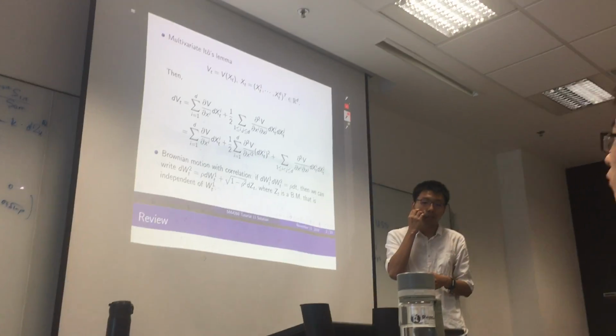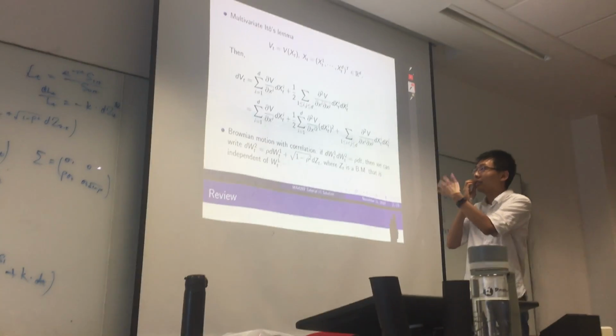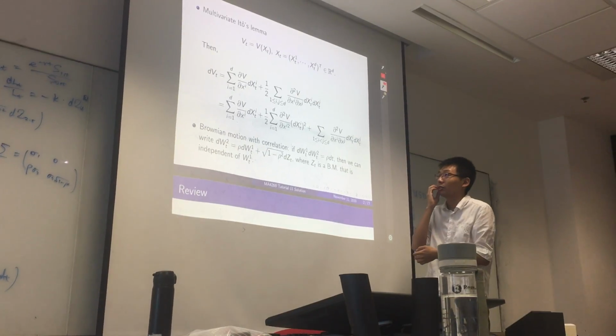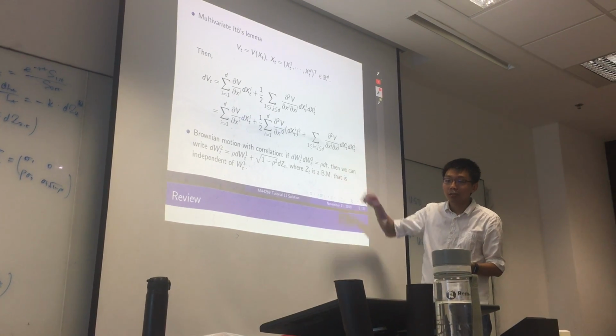It becomes multivariate. It's a multivariate version of Ito's lemma. I believe you know that already, so I just write it here to remind you that there might be some cross variation term. Okay, so it's always better.